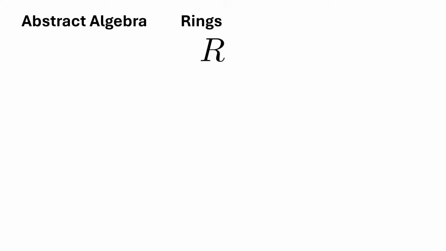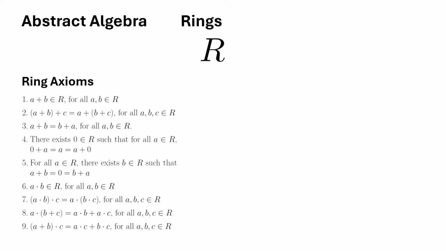Rings. These are sets that have two operations defined on them that satisfy the ring axioms, one referred to as addition, the other as multiplication, though they do not have to be the operations with those names defined on the real numbers.